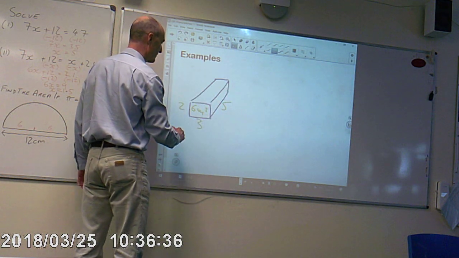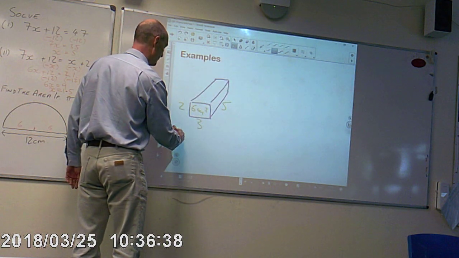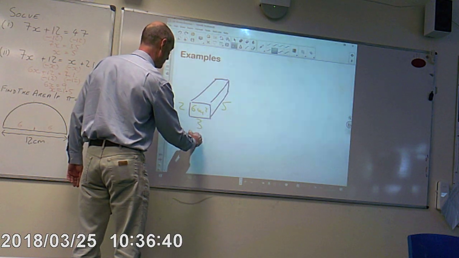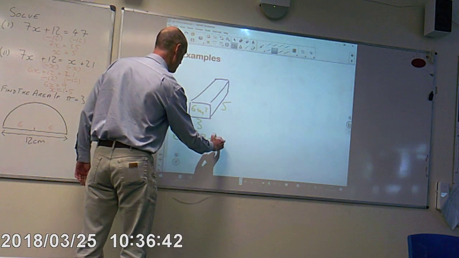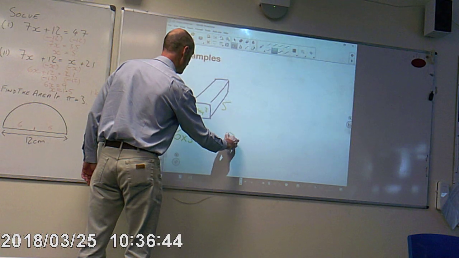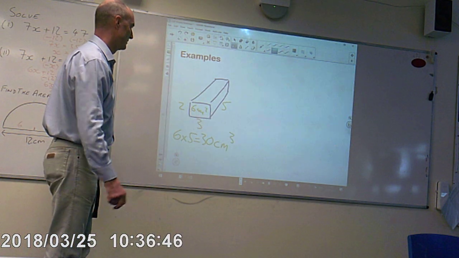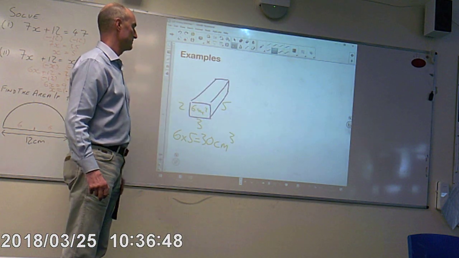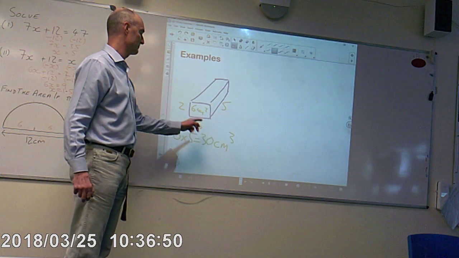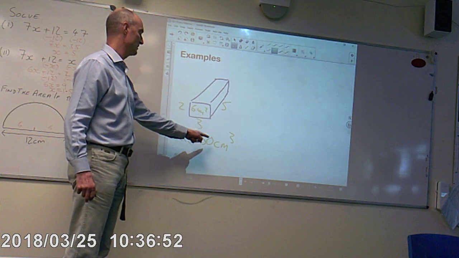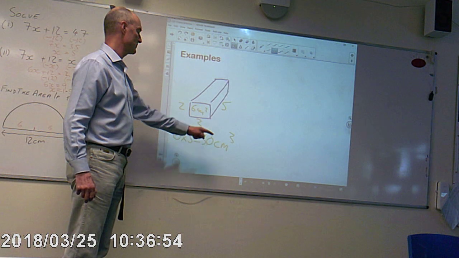Multiply it by the length, 6 times 5 gives us 30 centimetres cubed for the whole shape. Don't forget, it's cubed. Area, centimetres squared. Volume, centimetres cubed.